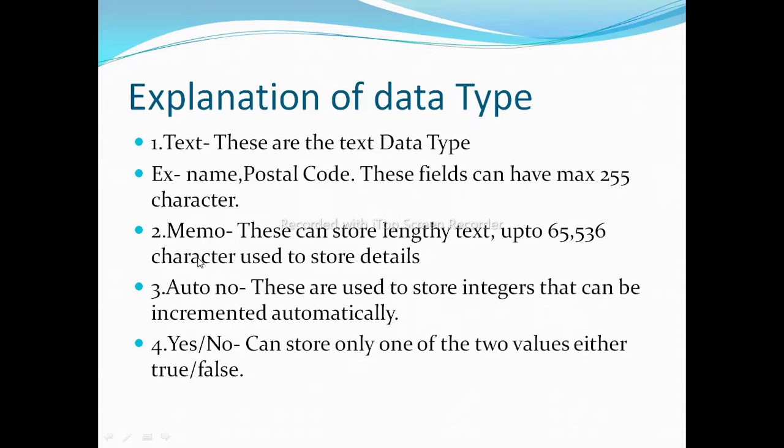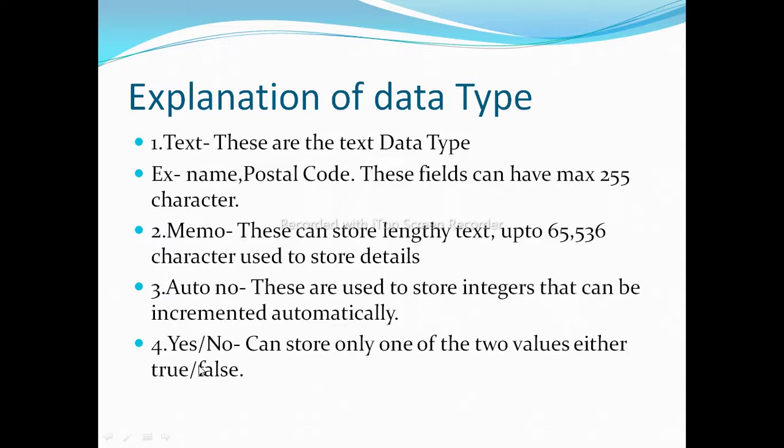Next will be memo data type. These can store lengthy text up to 65,536 characters, used to store details. These days we have the memo feature in our mobile phones also, where we write many things and keep them for further information. Now next is auto number. These are used to store integers that can be incremented automatically. For example, you have seen in MS Excel, if you enter 1 and 2 and drag the arrow downside, then 1, 2, 3, 4, 5, 6 will automatically come.